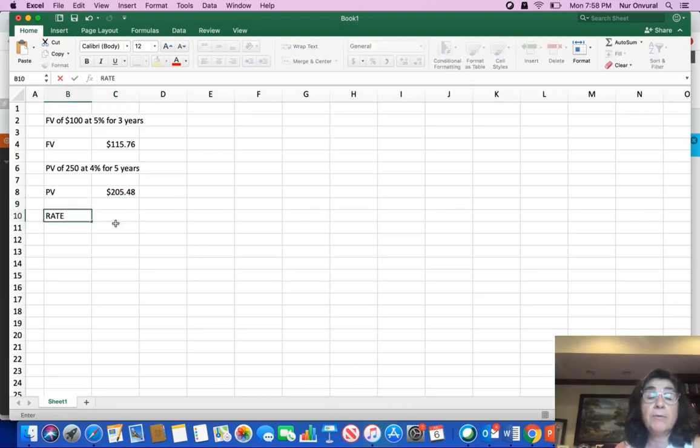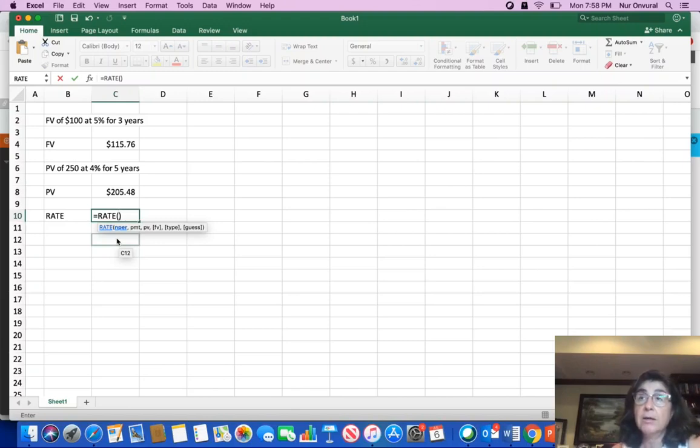You could do similar calculations by using the rate function. That will give you the value of the rate. As you can see, when you type rate, it brings up the rate function. Again, you have the number of periods, payment, present value, future value, and then once you plug in those values, you can calculate the rate if the rate is not given to you.